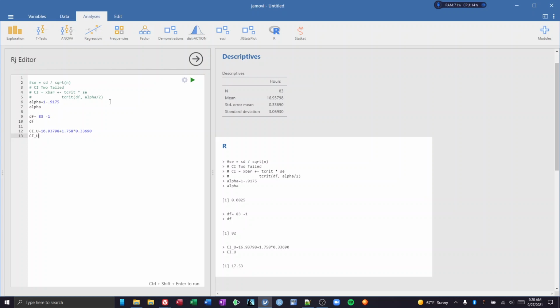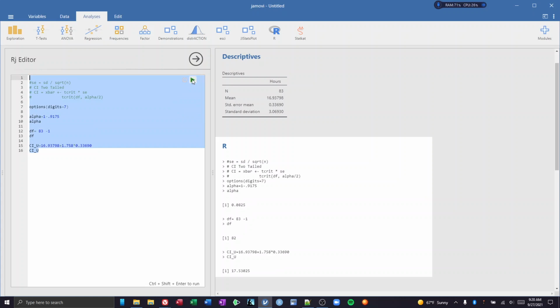All right, one thing that we might want to do here is, the R editor only is going to give out to 2 decimal places, but we can fix that. There's a little piece of code that I don't expect anybody to have known before this point. But if you just type in options digits equals, and we're just going to put in a 7 here, it's going to give us some extra decimal places. Let's just go ahead and run this whole thing again. Run that, and now it's given us out to 17.53025. That's great. That gives us our confidence interval upper.